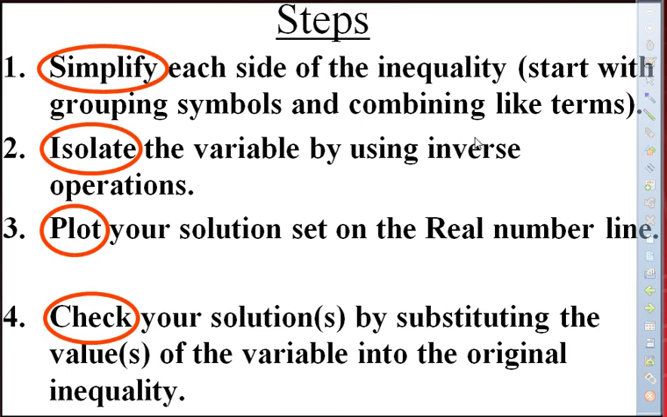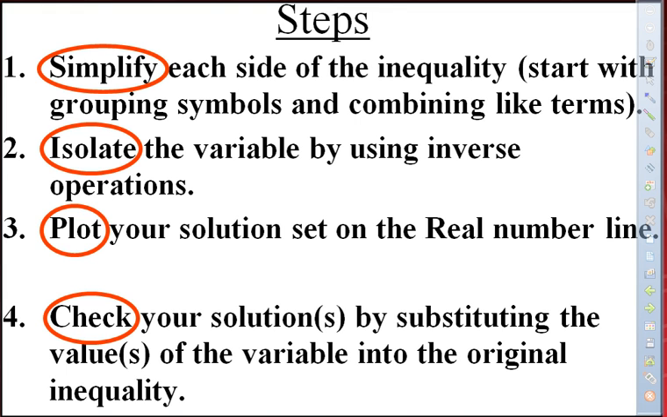Look at step number 1. It says simplify each side of the equation on your paper. Can you just put a dash through equation and write inequality? Step 1 should read, simplify each side of the inequality. Also, step 4, look at the last word on step 4. What does it say? Equation. You need to change it to inequality on your paper. The last step on step 4 should read inequality.